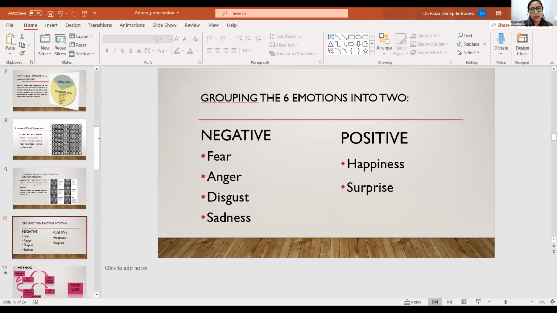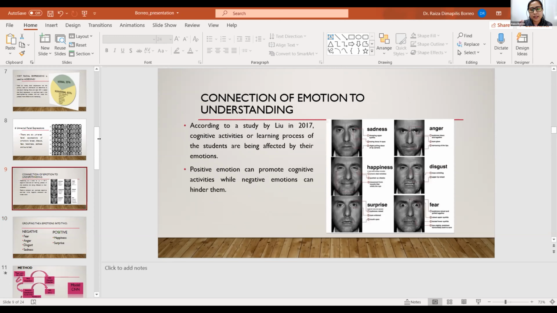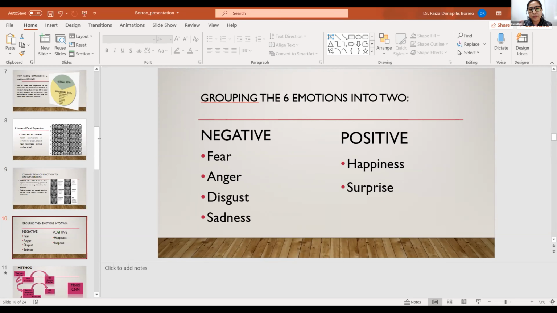So what I did is take these 6 universally accepted emotions of our face and group them into 2. One is the negative emotions, and the other is the positive emotions. There are 4 under the negative: fear, anger, disgust, and sadness. Under positive, there are only 2: happiness and surprise.